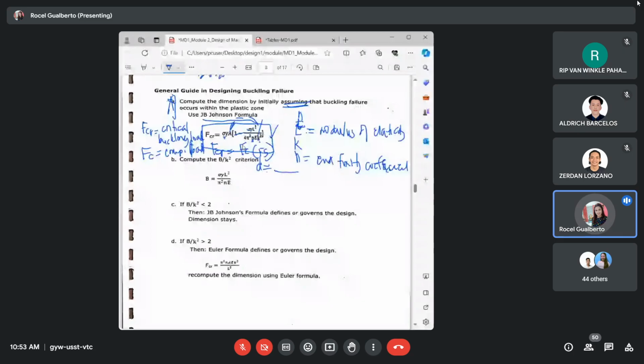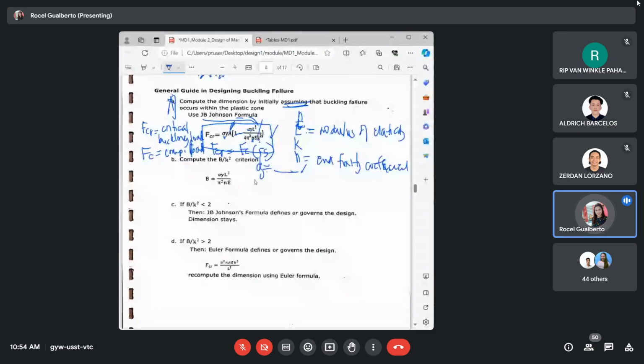Kaya nga po ginamit natin yung JB Johnson. Okay? So, ibig sabihin, yung sagot po natin dito, coming from the JB Johnson formula, okay, we are not sure if this is correct. Okay? So, hindi po tayo sigurado doon kung tama ba yung sagot po natin. Okay? So, ano pong gagawin ngayon natin? We need to check your answer. Okay? So, how do you check your answer? You use B over K squared criterion.